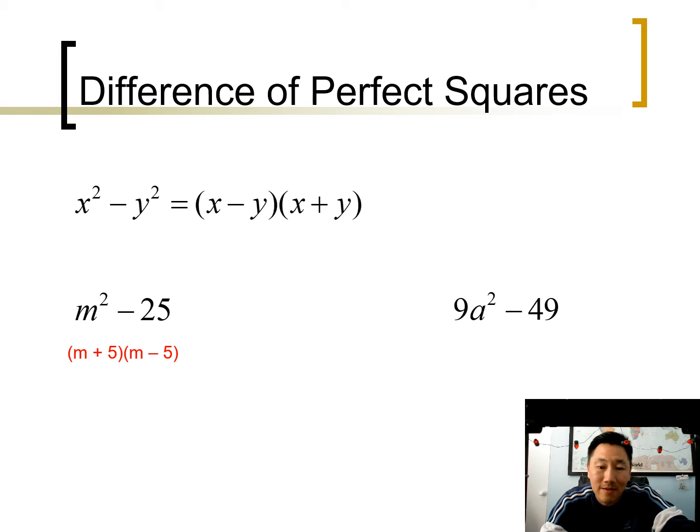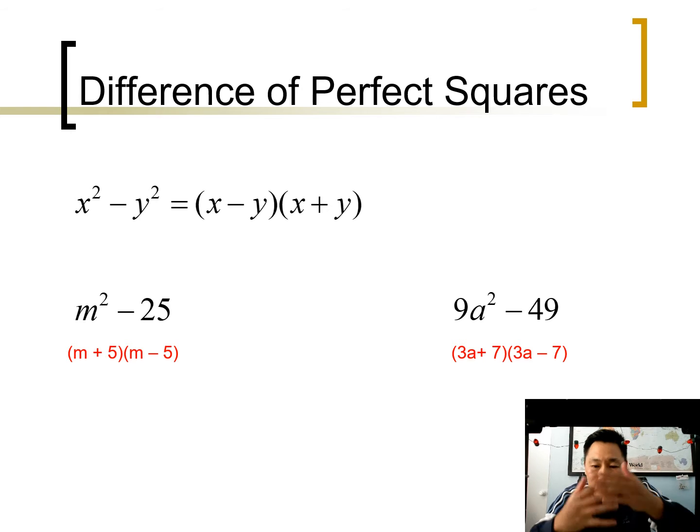Here's another one. This one's a little bit more tricky. 9a squared minus 49. 9 is perfect, a is perfect, and 49 is perfect. And so that's how you would factor it. 3a plus 7, 3a minus 7. I just split the perfect in half.